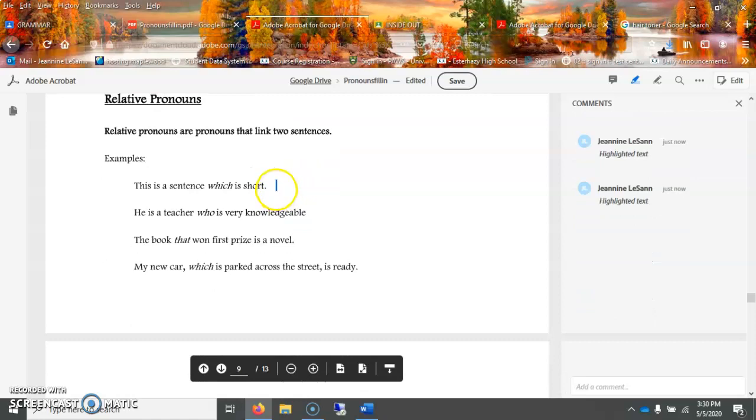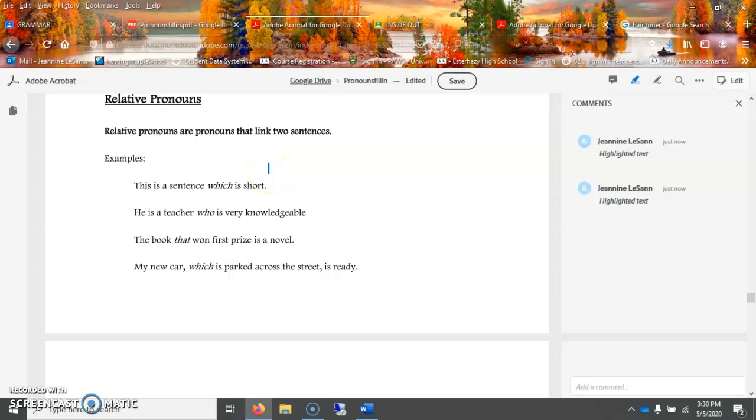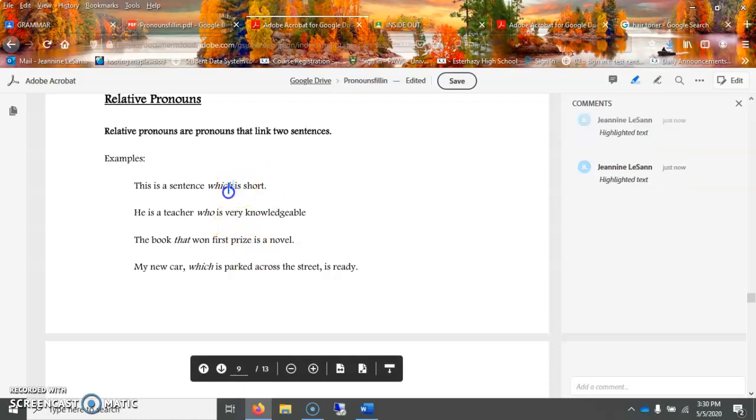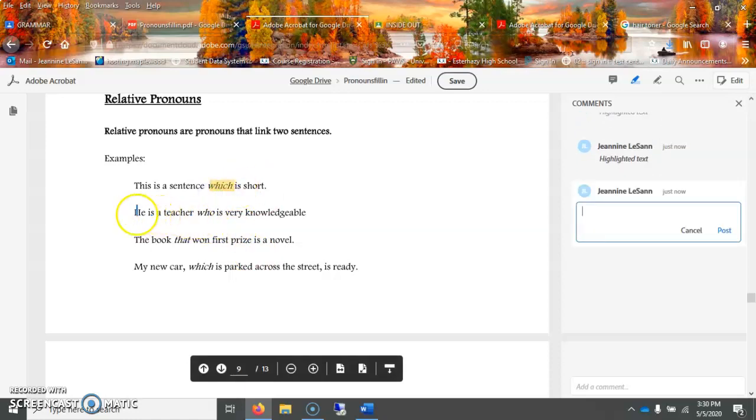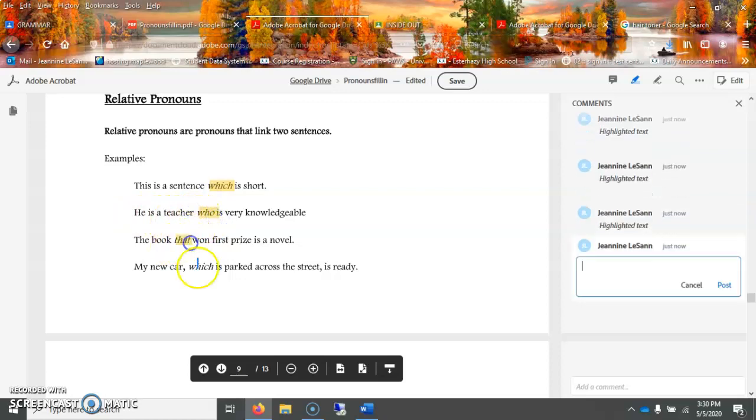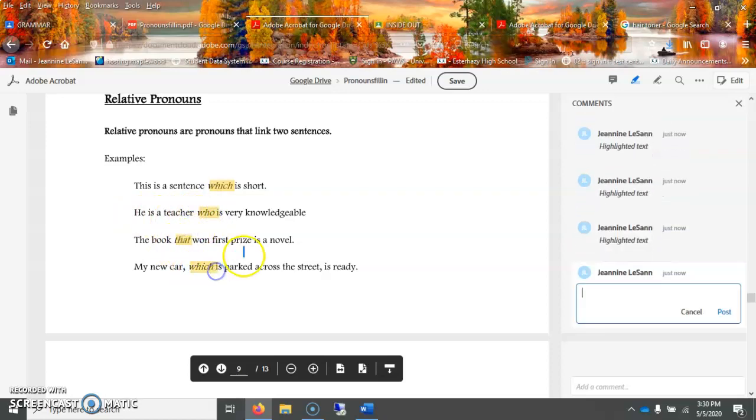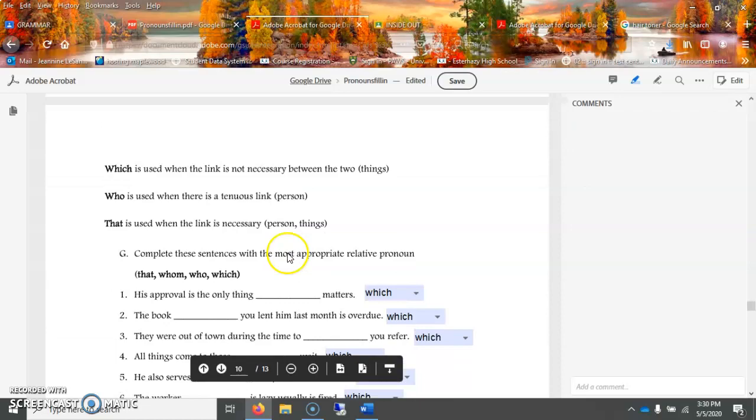Now, these are a little bit different. Relative pronouns are pronouns that link two sentences. So an example would be, this is a sentence which is short. Or, he is a teacher who is very knowledgeable. So examples of these are that, who, and which.